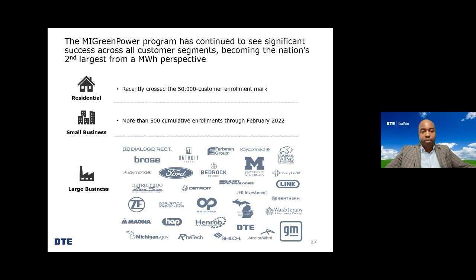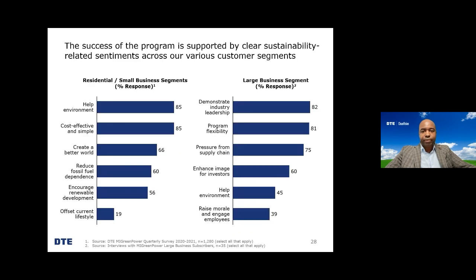Everything from our auto suppliers, schools, and a host of tier 1 and tier 2 auto suppliers, as we're seeing high engagement across those respective sectors. Slide 5, please. Thank you.